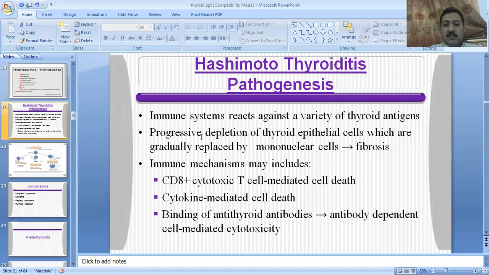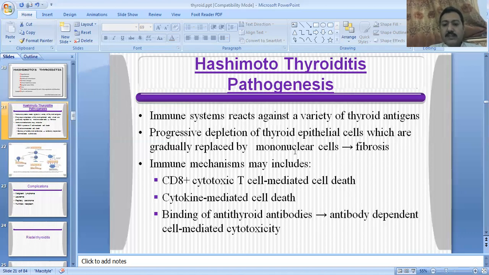When there are some antigens in the form of thyroglobulins in the thyroid gland, then our immune system will be activated. When our immune system is activated in the form of cytotoxic T cells and helper T cells, they will attack the thyroid follicular epithelial cells. When these cells are attacked, the inflammatory process will start in the thyroid gland, and ultimately it will go towards chronic inflammation, and chronic inflammation will be resolved by fibrosis formation. So fibrosis will be found within the thyroid gland.